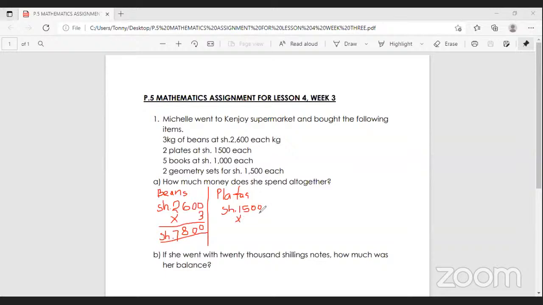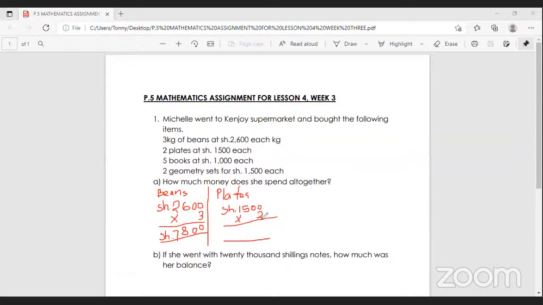So here you are looking for how much money Michelle spent altogether. Now let me get someone here to multiply for us that. Okay, Juliet, can you unmute and multiply for us? Juliet, are you able? Okay, Joel, can you multiply for us, Joel?